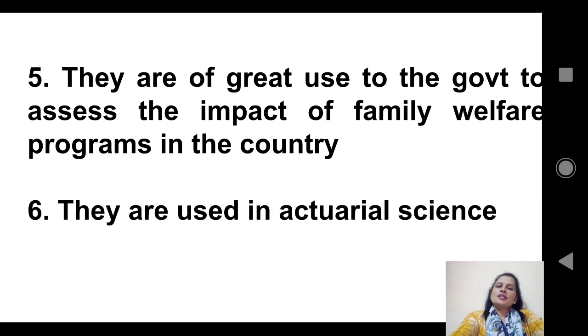Actuarial science is the branch of statistics which deals with insurance. Usually, the insurance company makes use of life tables, which we'll be discussing later, to find the premium and bonus of the policies. This is about the introduction to vital statistics, the sources of vital statistics, and its uses.